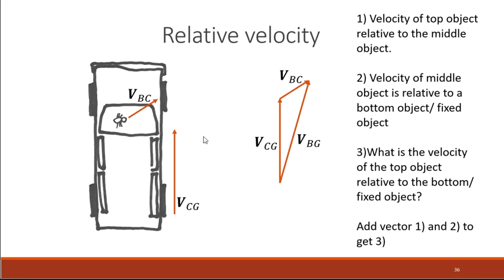So the velocity of the bug relative to the car plus the velocity of the car relative to the ground equals the velocity of the top object relative to the bottom or fixed object. So you add these two vectors to get your third vector. The top relative to the middle plus the middle relative to the bottom or a fixed object equals the top relative to the bottom. And you add these two vectors to find that third vector.